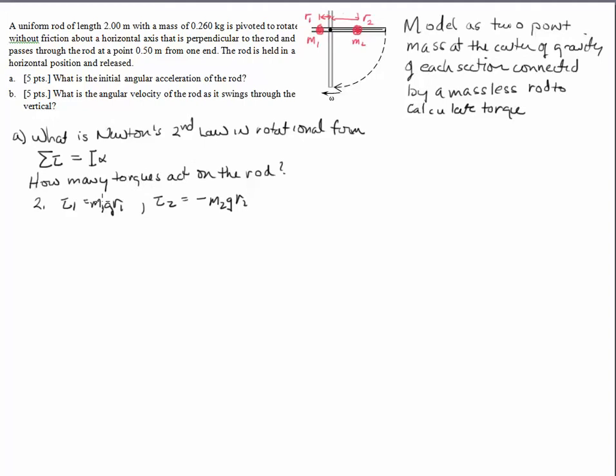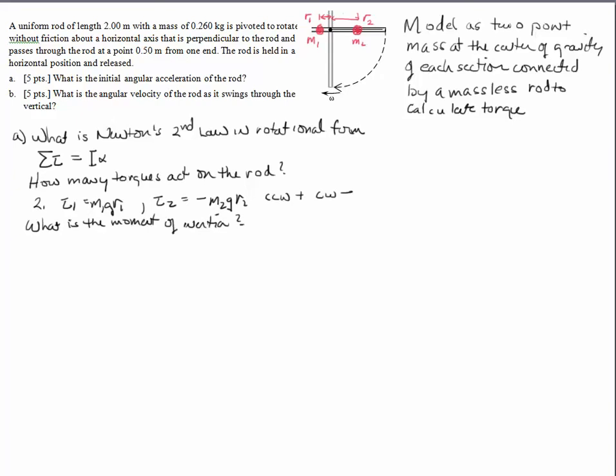And we can denote those as torque 1 equal to the mass 1 times gravity times the distance from the point of rotation r1, and torque 2 equal to negative mass 2 times gravity times r2, the distance of the center of gravity from the point of rotation. And we will denote counterclockwise as positive, clockwise as negative.